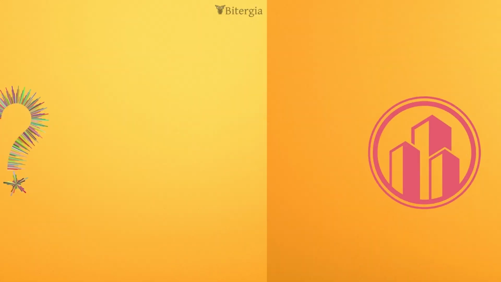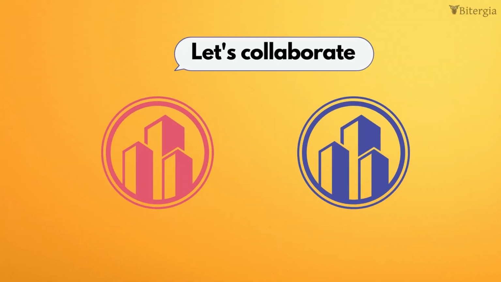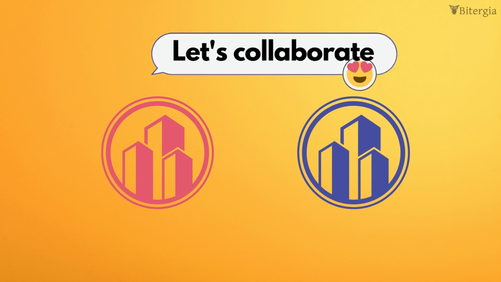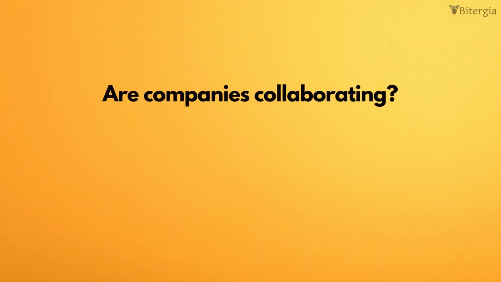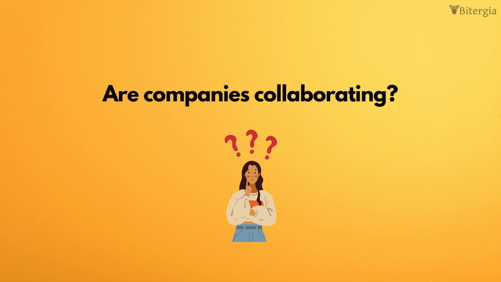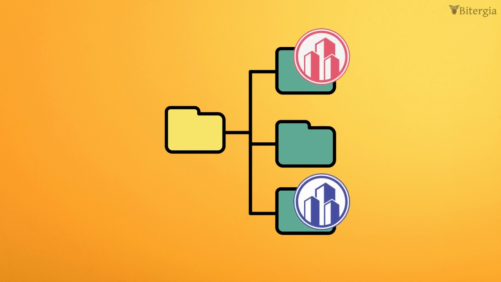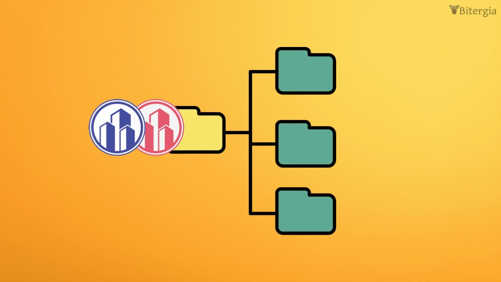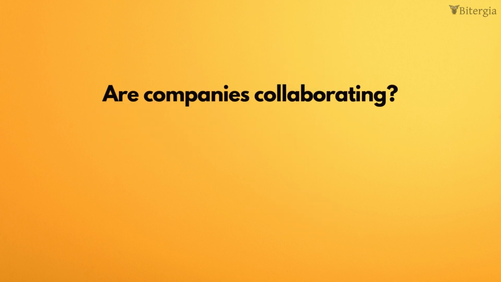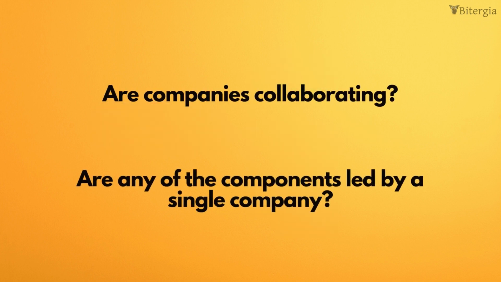Before going on, let's have a look at some common questions we receive regarding the involvement of companies within a project and the relationship between them. The most basic question is about how companies are collaborating. Wait a minute. Are you sure they are really collaborating? They could be working in different repositories without a lot of interaction, or in an opposite scenario, they could be working in the same repositories or even files. Do you know if any of the components of the project are led by a single company?